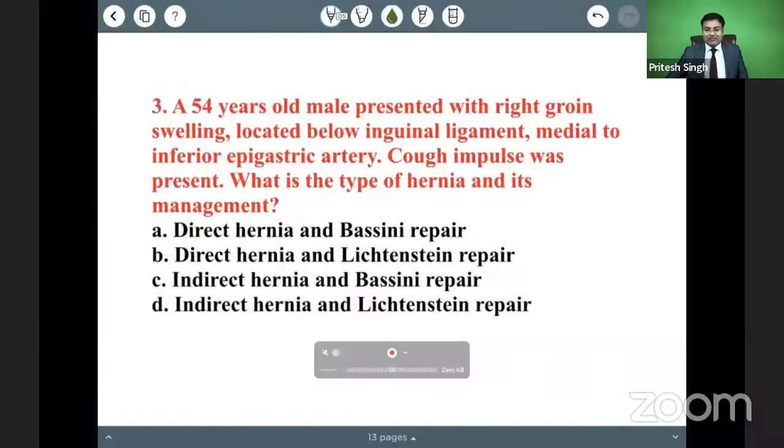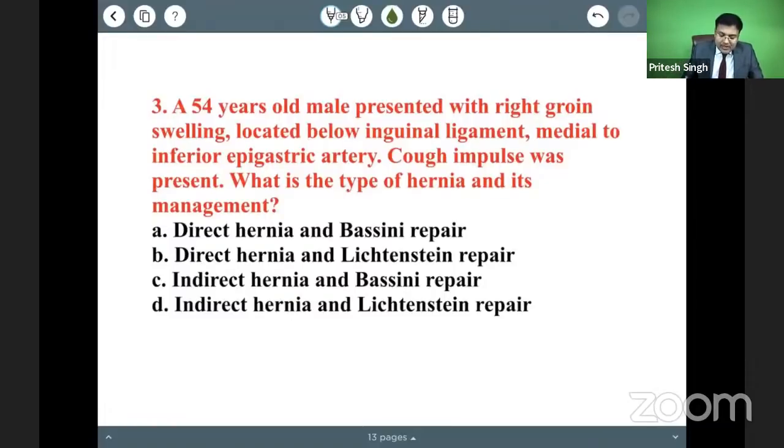Thank you, sir. So let's see the question directly first and tell me the answer, then we will discuss. A 54-year-old male presented with right groin swelling located below the inguinal ligament, medial to the inferior epigastric artery. Cough impulse was present. What is the type of hernia and its management? You first tell me the answer, then I will proceed. What are the catch points in the question?